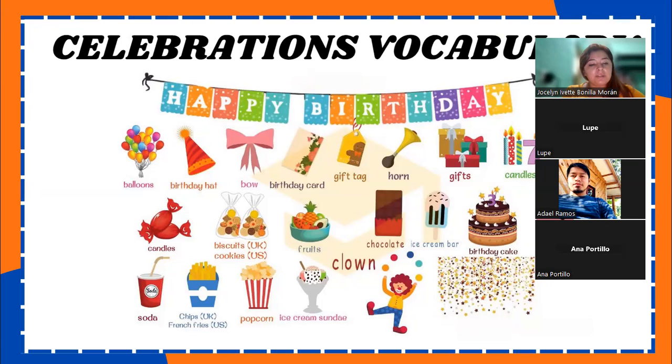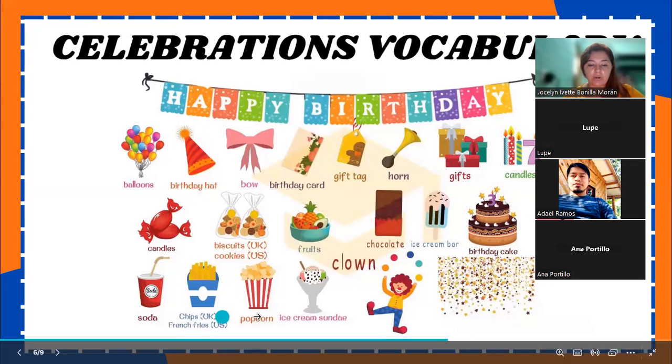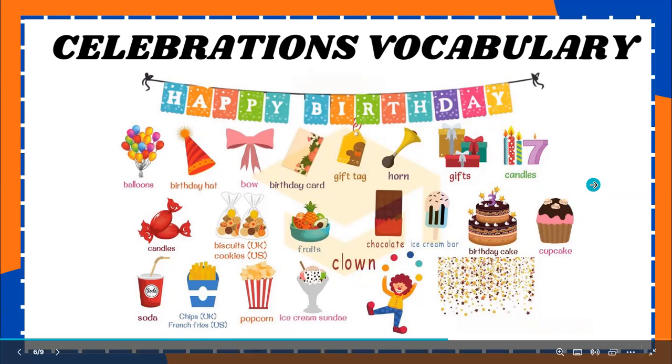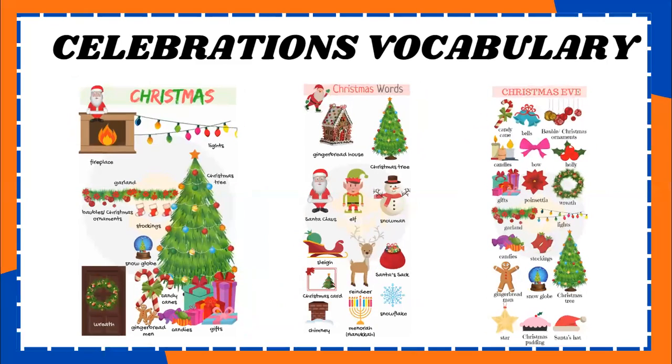So we have balloons, birthday hat, bow, birthday card, gift tag, horns, gifts, candles, candies, biscuits, cookies, fruits, chocolate, ice cream, birthday cake, soda, popcorn, cloud. Those vocabulary is just for making reference about a party. Vocabulario relacionado con celebraciones. But my purpose today is to practice the speaking. So we will have half an hour to practice speaking.